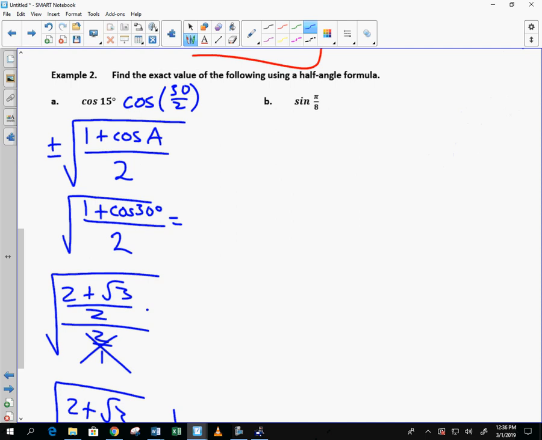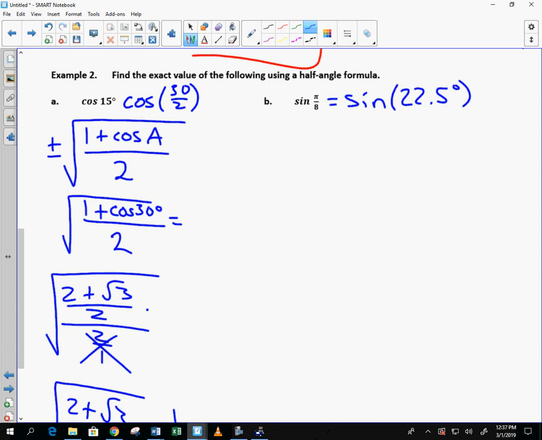Letter B, sine of pi over 8. What do you need to do first? Get it to degrees. Well, pi is 180, so pi over 2 is 90, so pi over 4 is 45. So pi over 8 would be 22.5. So this is sine of 22.5 degrees.